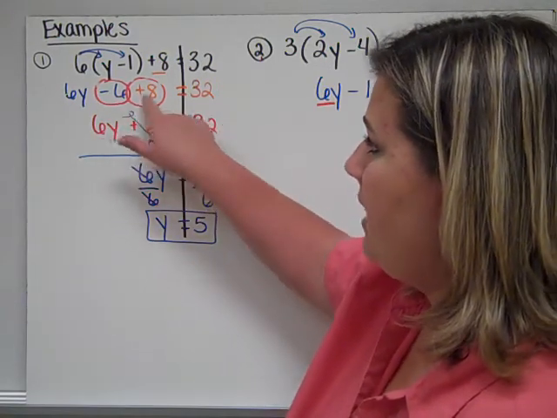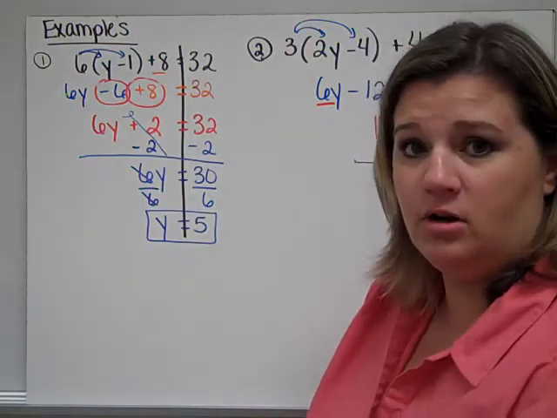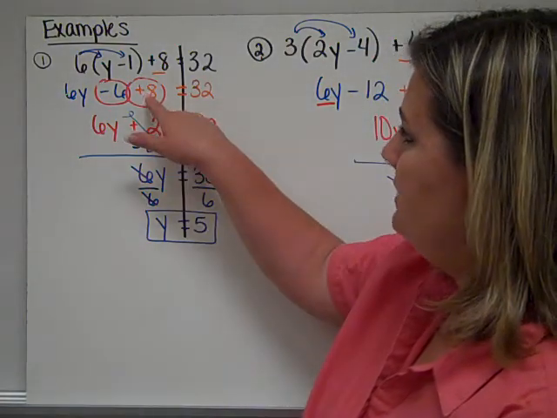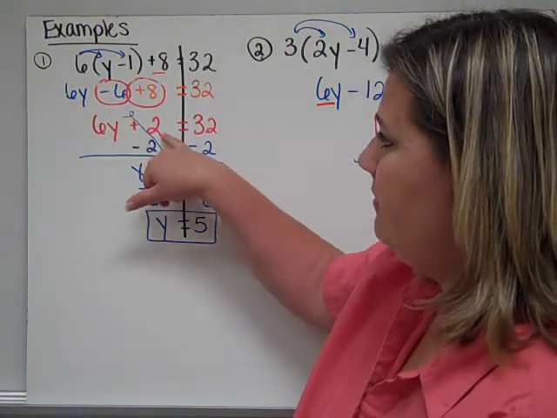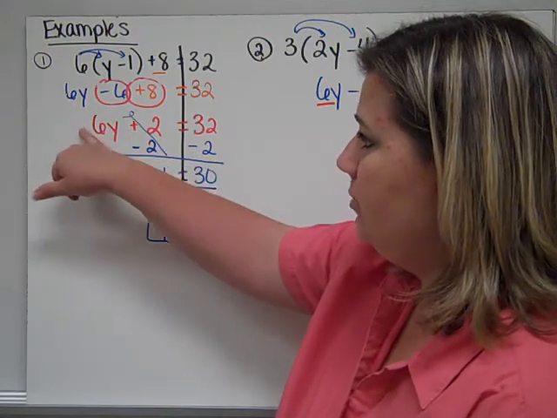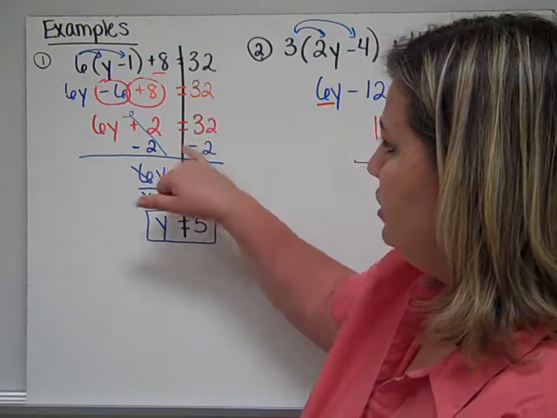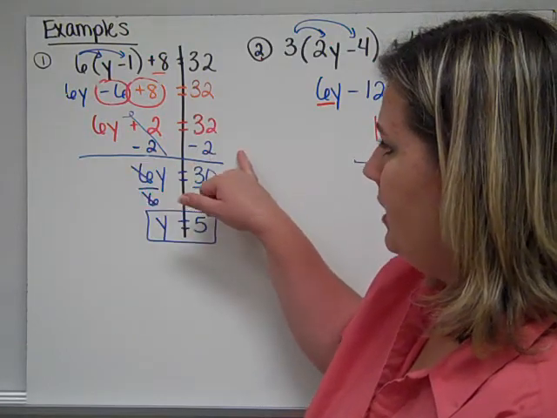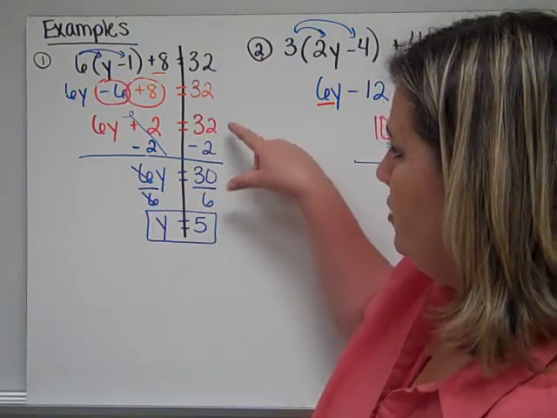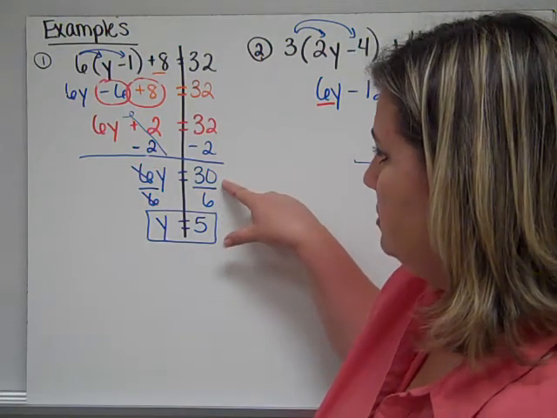Now, I do have like terms here. My constants are like terms. And so positive 8 and negative 6 give me a positive 2. Notice I brought the 6y down since we didn't have to do anything to that. Subtract 2 from both sides. And then 6y equals, well, 32 minus 2 is 30.